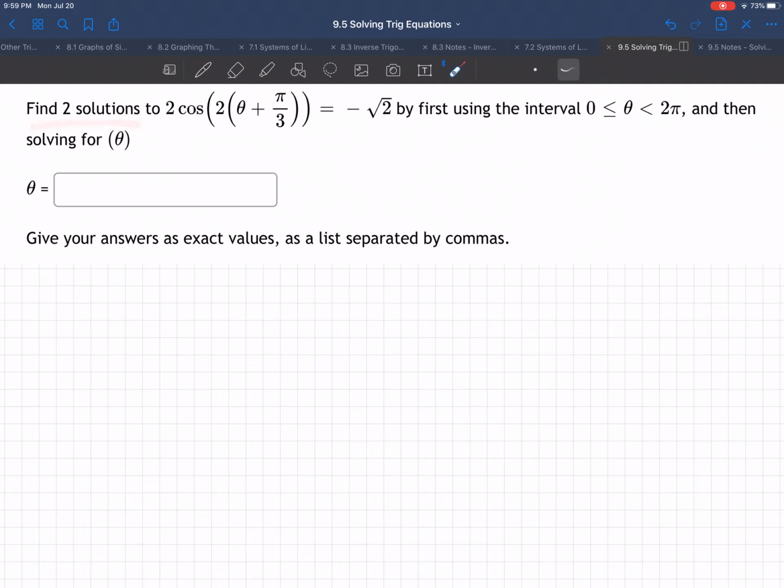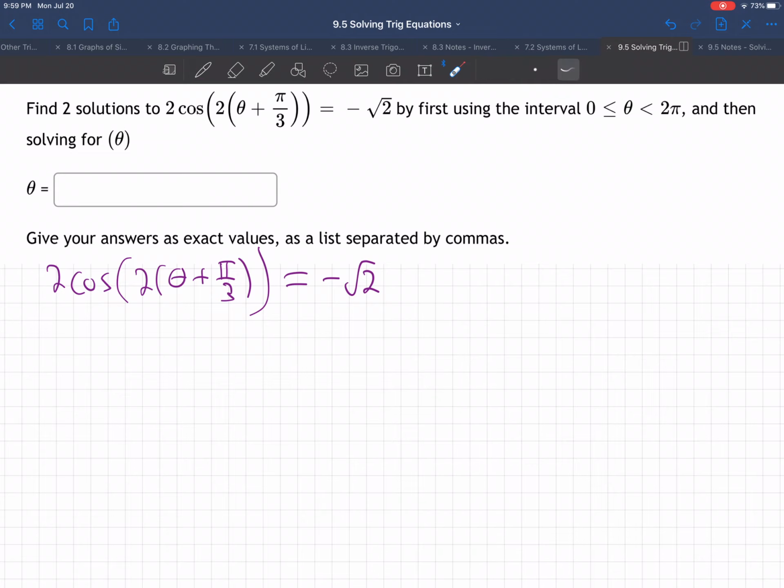Find two solutions to this equation by first using the interval 0 to 2 pi and then solving for theta. Okay, so what are they saying? So we have 2 cosine of 2 theta plus pi over 3 equals negative root 2. Okay. So what do we do? Let's go look at our notes.